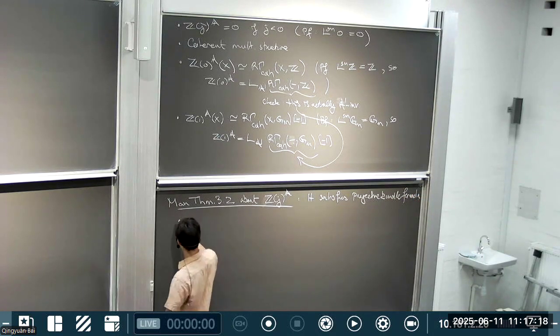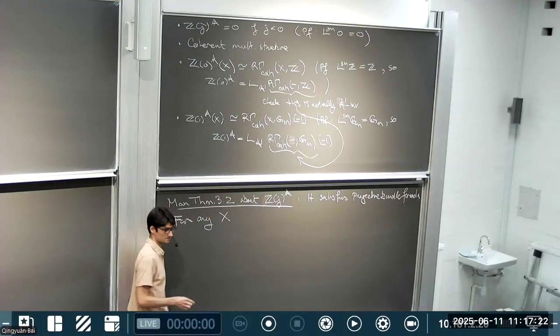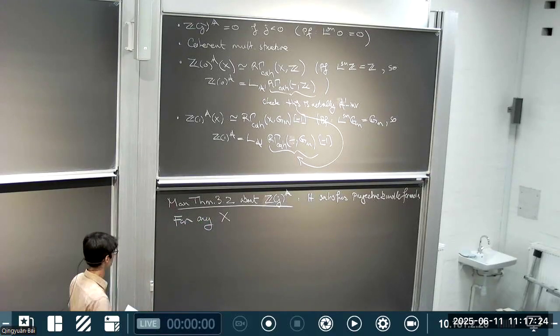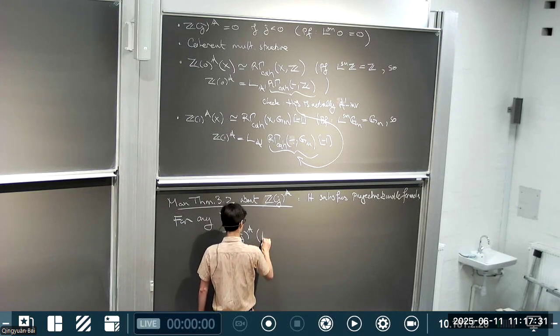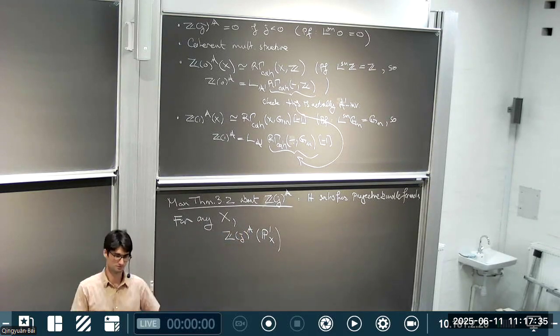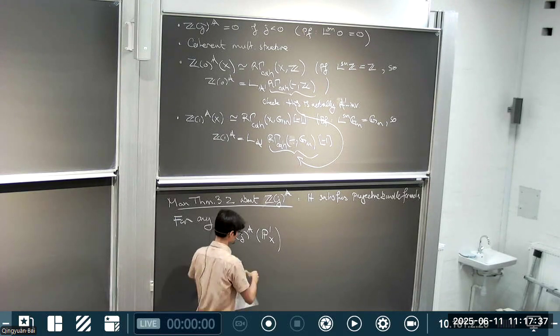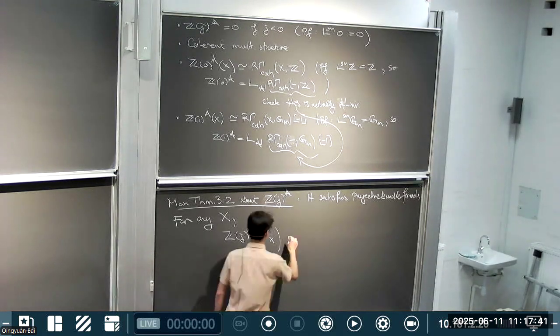So let me write it down precisely. For any QCQS scheme X, this A1 invariant motivic cohomology of a P1 over X is given by the usual formula, namely two copies of motivic cohomology of the base with appropriate twists and shifts.